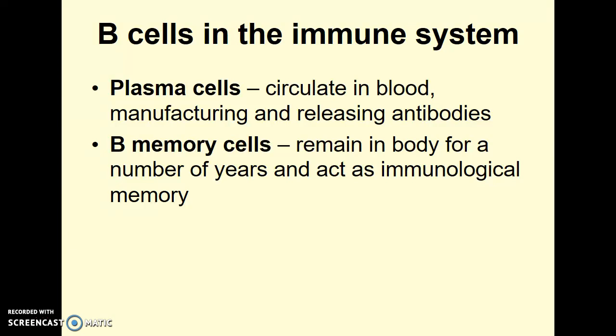The B memory cells, on the other hand, will remain in the body for several years, and they will act as an immunological sort of memory. So they will retain the precise codes for those specific antibodies and be able to very rapidly manufacture them.